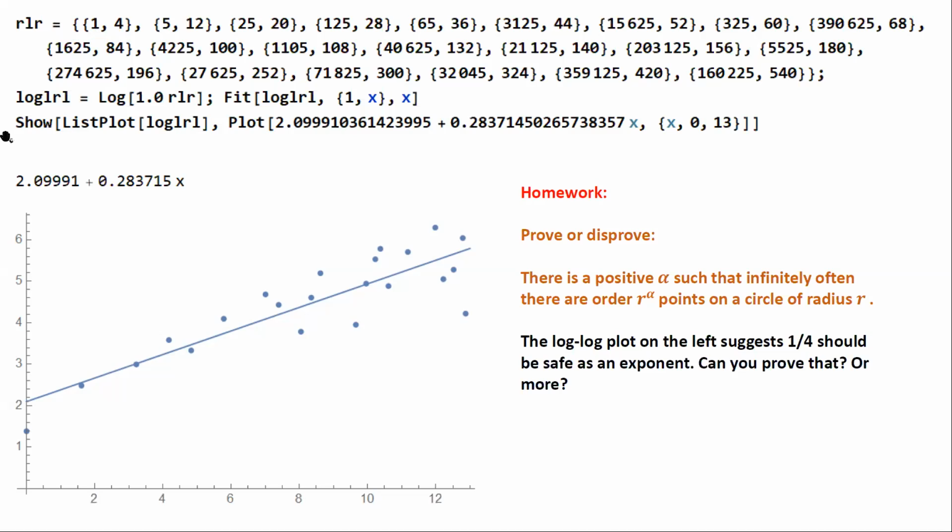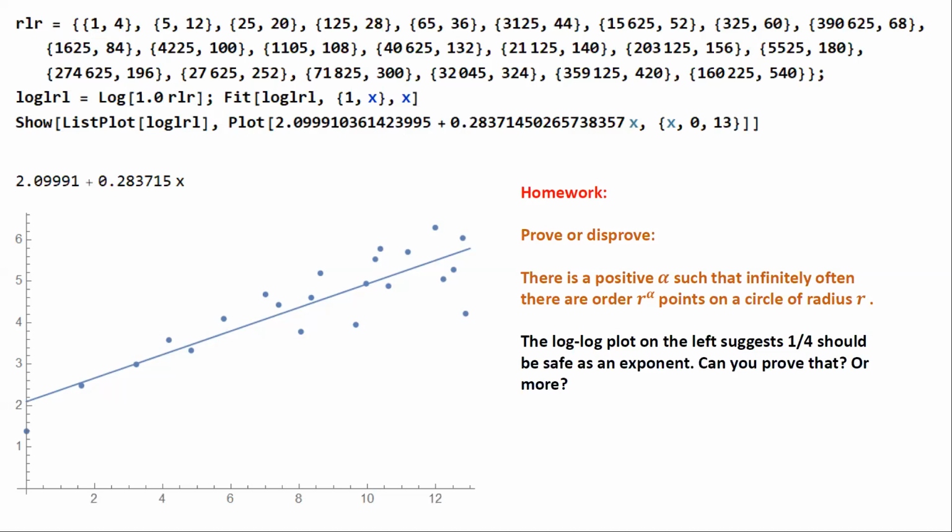And what's nice is Mathematica has reached the point where a lot of functions that you want to use have been built in, including finding the best fit line. So rather than programming the method of least squares or any of that, I can just say fit, and here's my data. I want to use the functions 1 and x, where x is the variable. And then I plot the data and the best fit line.